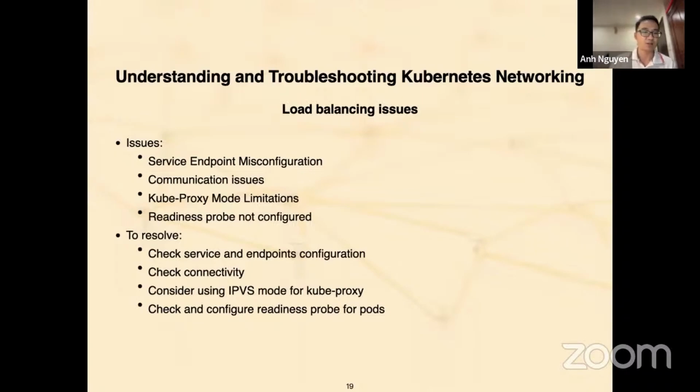And the fourth is not configuring readiness probe. If the pods do not provide a readiness probe or the readiness probe does not work correctly, kube-proxy may route the traffic to backend pods that are not ready, causing load balancing issues and reducing the reliability of the service. So to resolve this issue, we need to check and configure readiness probe for the pods and ensure that kube-proxy only routes the traffic to ready backend pods.